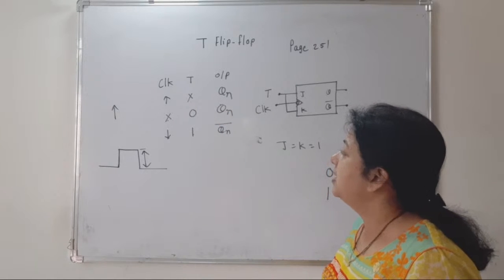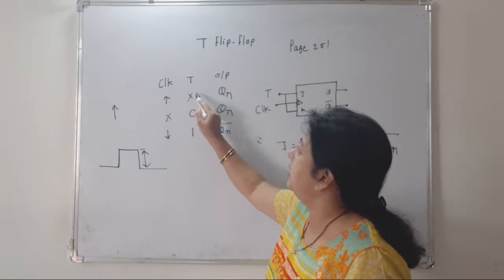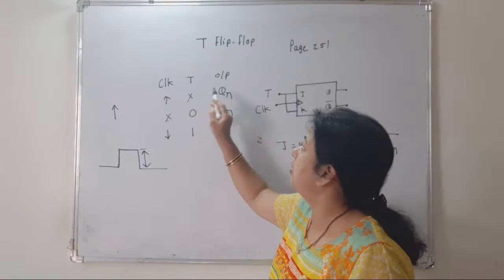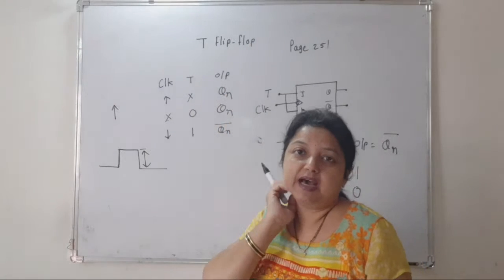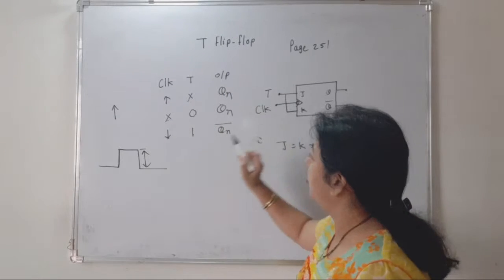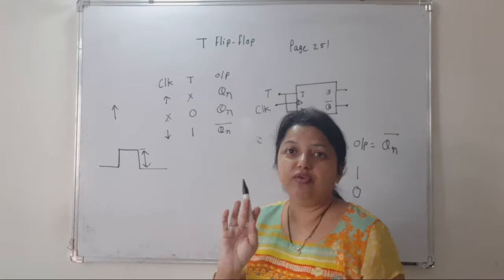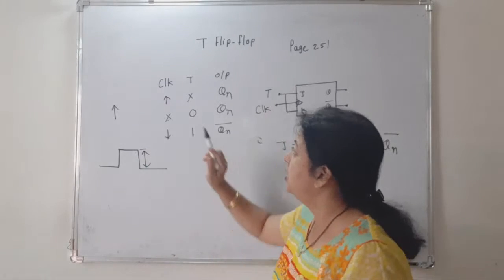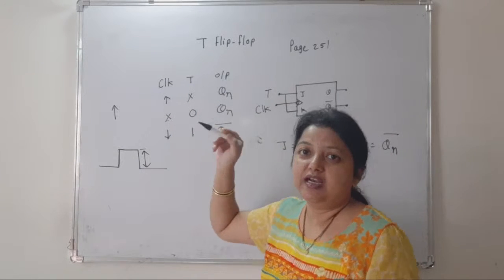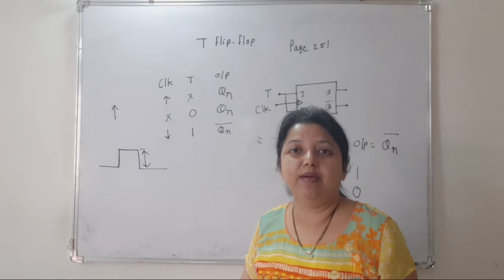And if the clock is positive, whatever your t, 0 or 1, the flip-flop will not respond to the positive clock, because this one is a negative edge triggered flip-flop. It does not change its state during 0 to 1. During the positive going edge, it does not respond. So if the clock is positive, whether t is 0 or 1, the output remains in the last state. That is the truth table of T flip-flop.